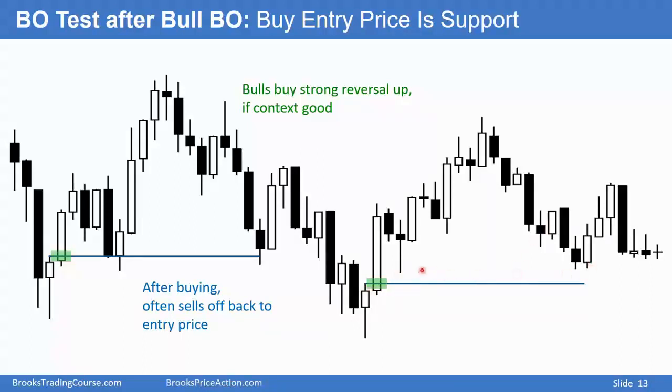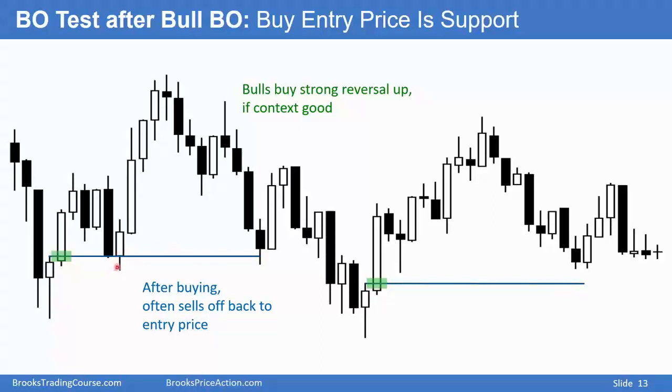The market came back down to test that price again. The bulls bought again. Both of these are undershoots. The market did not fall all the way down to the entry price. However, this entry price is support.